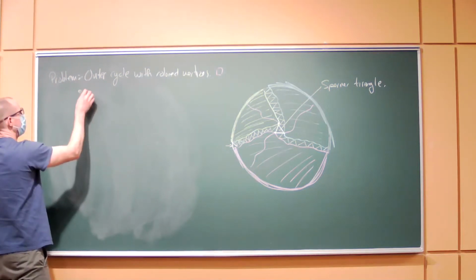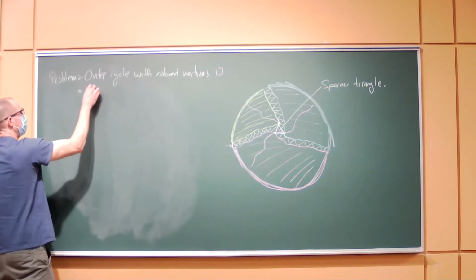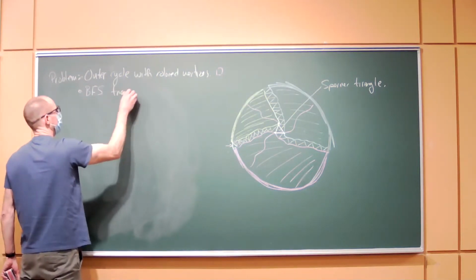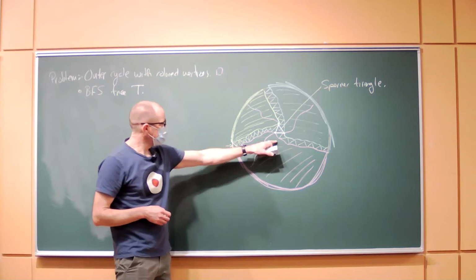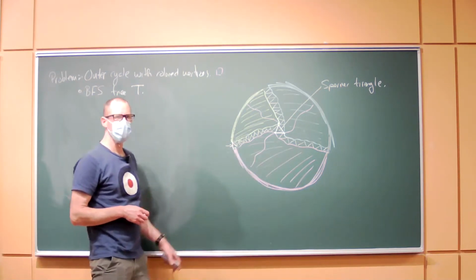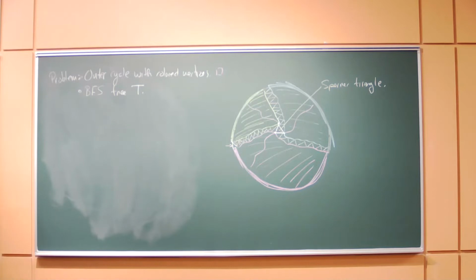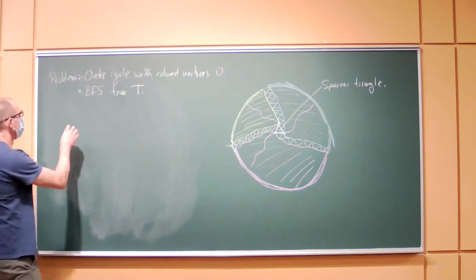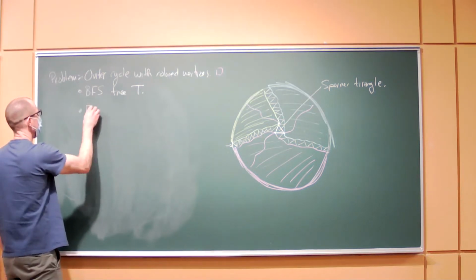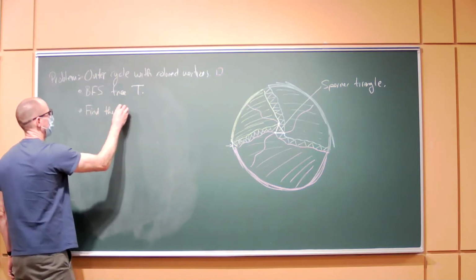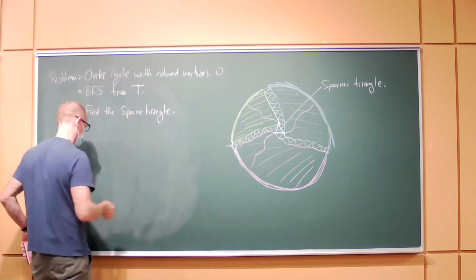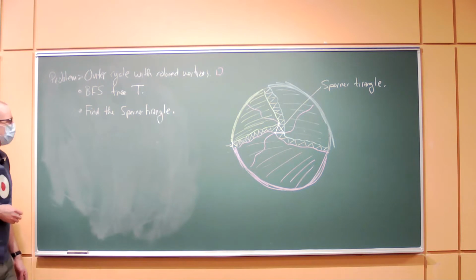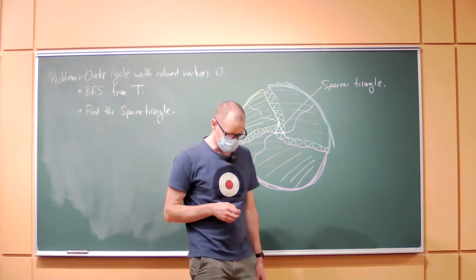You also have the breadth first search tree T. So that's a tree that tells you for each vertex what the next step is on the shortest path to leave this cycle. And well, that's about all you have. So your job is to find the Sperner triangle. Okay, so how do you do that?